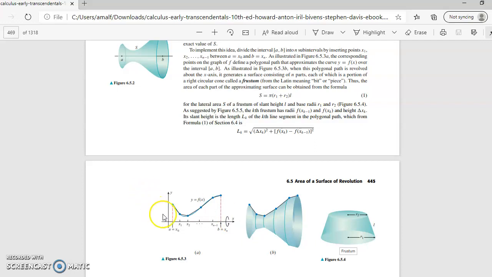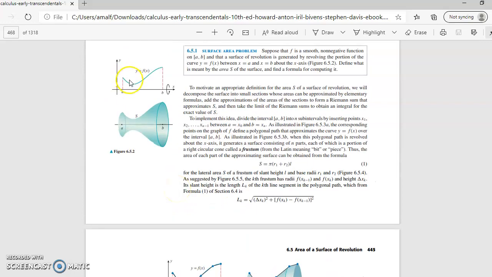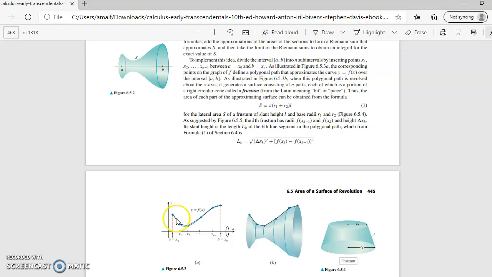What we do here is divide the closed interval [a, b] into different subintervals. Let us call a as x0, then we have x1, x2, and so on, and b will be equal to xn. Now when you revolve the original curve, we get a structure like this.